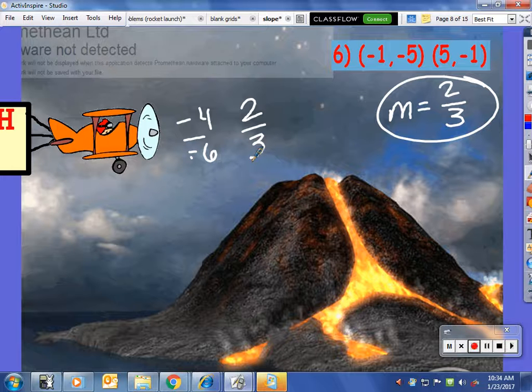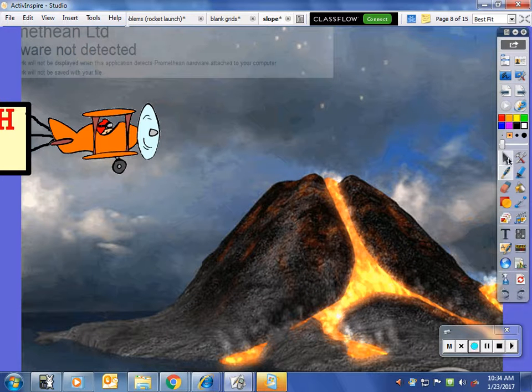Now, I also expect a description of the line. What are the 2 words you would tell me? It's going up because it's positive. It is flat because it's less than 1. It's a fraction less than 1. That's what I want to see on your homework.